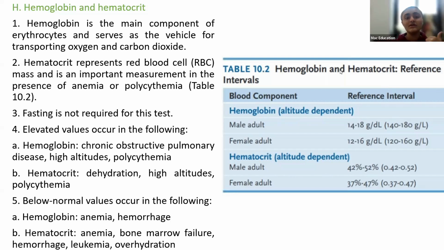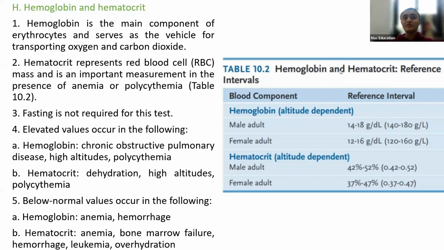Yesterday we have completed hemoglobin and hematocrit. What is the normal range of hemoglobin and hematocrit for male and female? Hemoglobin male 14 to 18. Yes. Female 12 to 16. Online students, what is the normal range of hemoglobin for male and female?